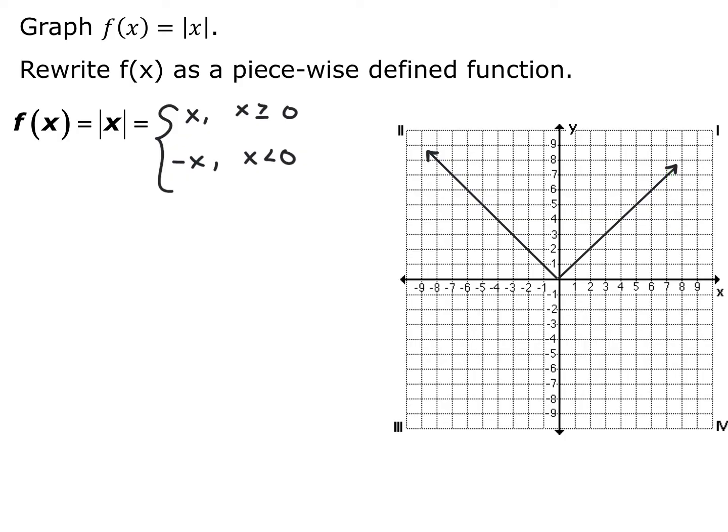On the other side, when x's are negative, your output is always the opposite of x. So if I plug in -2, I get +2 back out. So I want to have the output be the opposite of x for all my x's that are less than 0. And so that's why this side of the graph looks like the line y equals -x.